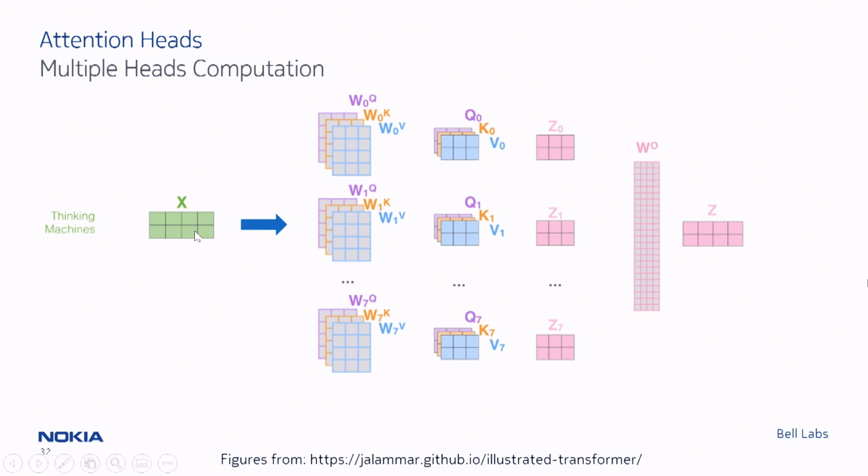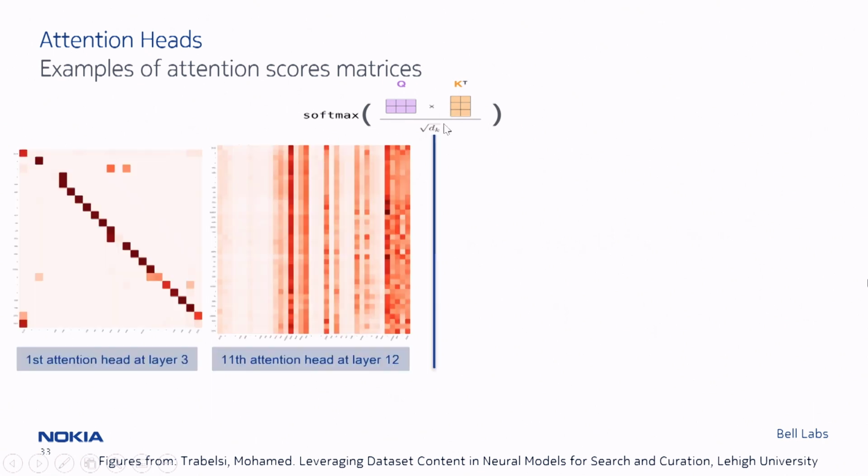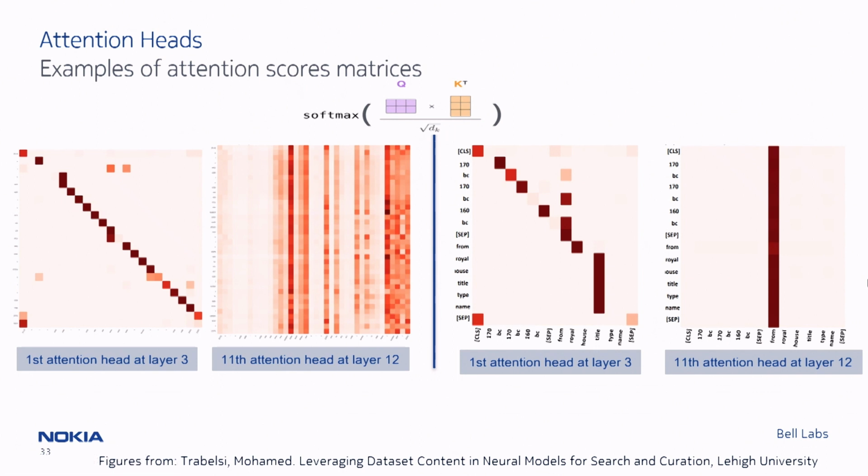Here I wanted to show an example of real attention score or attention head matrices. This is actually the softmax of the query multiplied by the key transpose and normalized. I'm showing some attention heads from a project that I worked on, related to semantic labeling. I'm showing, for example, the first attention head at layer 3 and the 11th attention head at layer 12. Here I'm showing the same attention heads, but for 2 different examples.